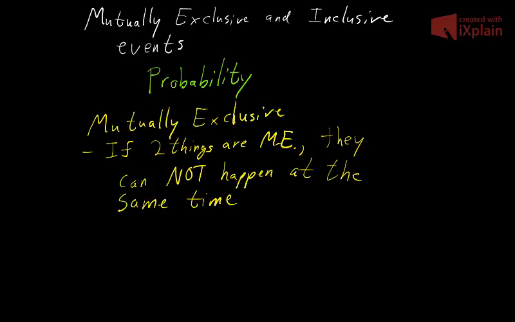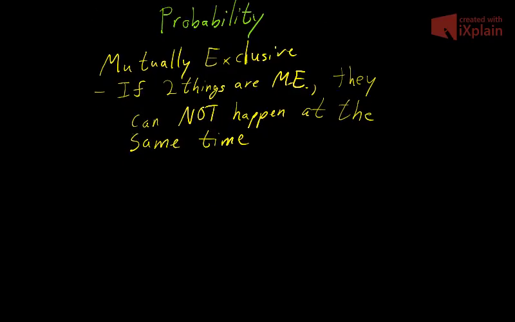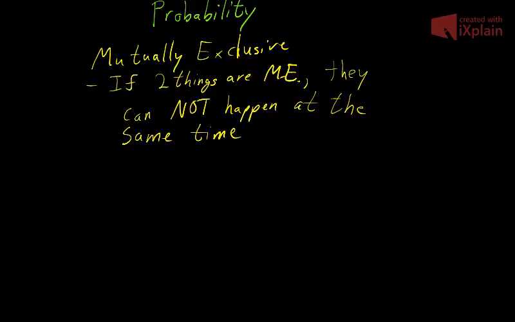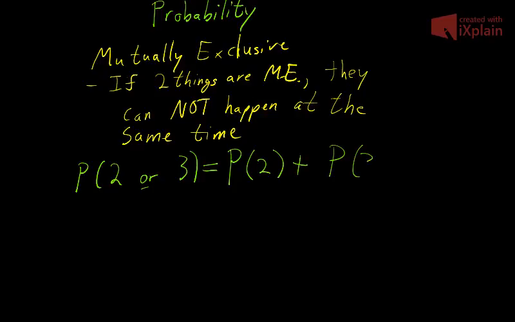So an example of this would be rolling a die and getting a 3, and rolling a die and getting a 2. I cannot roll one die and get both a 2 and a 3. So what that would look like is if I said the probability of rolling a 2 or a 3 would be the probability of me rolling a 2 or the probability of me rolling a 3. And in probability, this "or" is actually going to mean plus, which is kind of strange. So this is going to equal the probability of rolling a 2 plus the probability of rolling a 3.